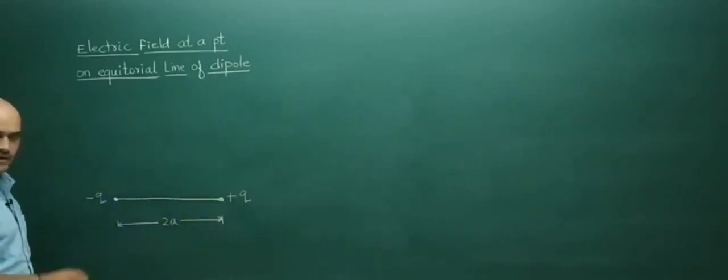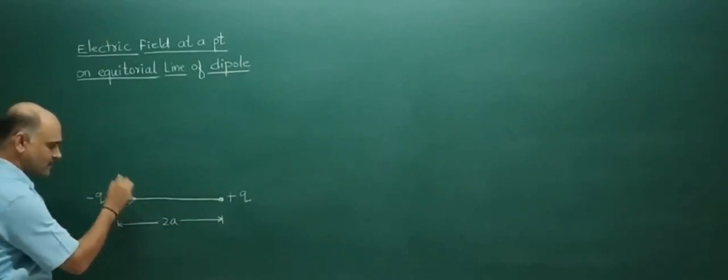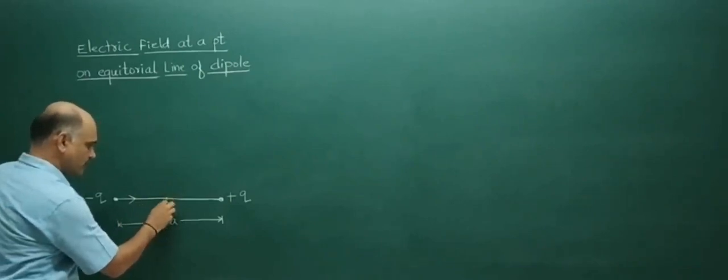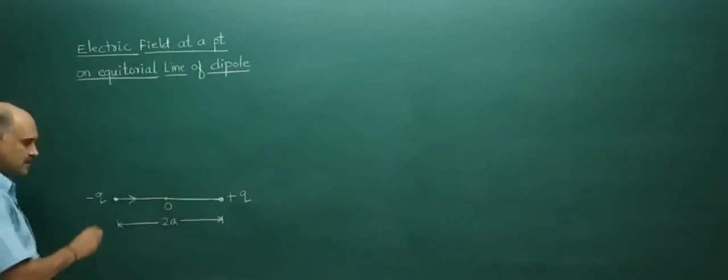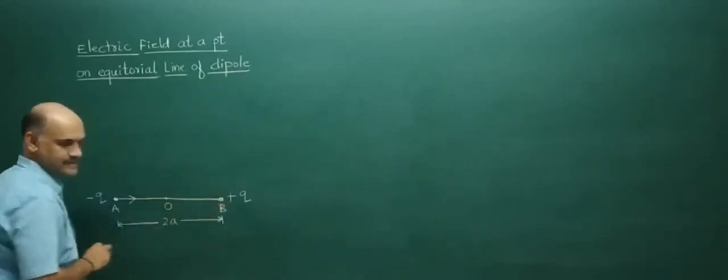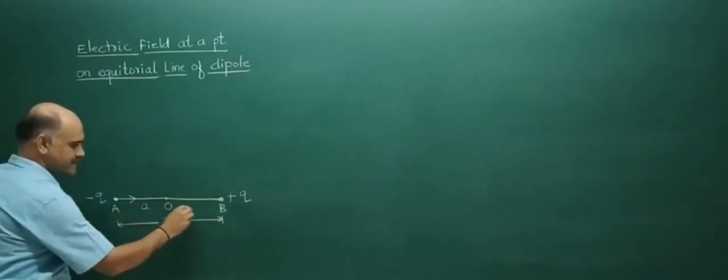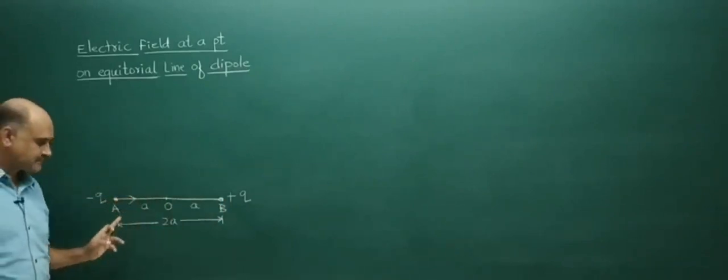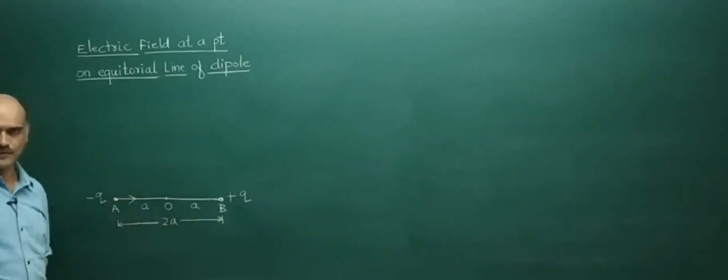Dipole axis is always directed from negative to positive. Let O be the midpoint of this dipole. This point I will take as A, and this point I will take as B. So AO is a, and OB is a, as O is the midpoint of this dipole.